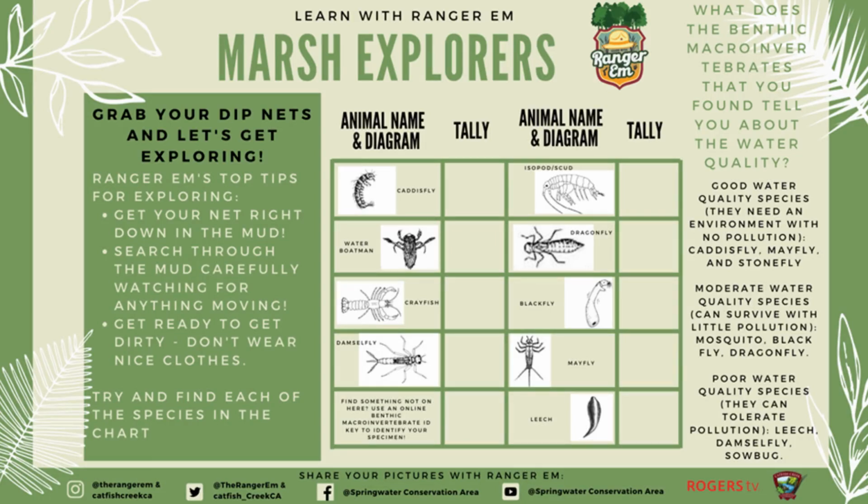You want to make sure you scoop down deep into the mud to stir up the bottom of the pond, as that's where all our benthic macroinvertebrates are going to be, because that's the benthic layer. Once you bring a scoop out of the water, you want to search through it very carefully, making sure you're watching for anything moving. Try and find all the benthic macroinvertebrates on this chart.